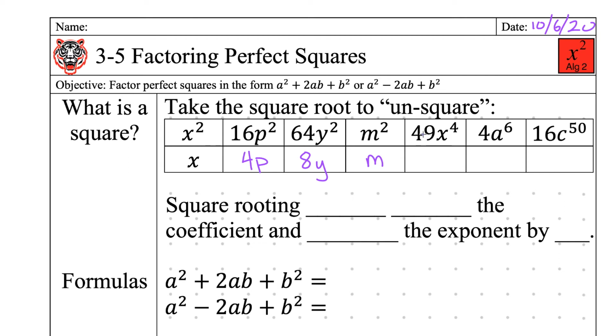49x to the power 4, Josie. The power of 2, yeah, you divide it by 2. 4a to the power of 6, Andres. 2a to the power of 3. There it is. What about 16c to the power of 50?